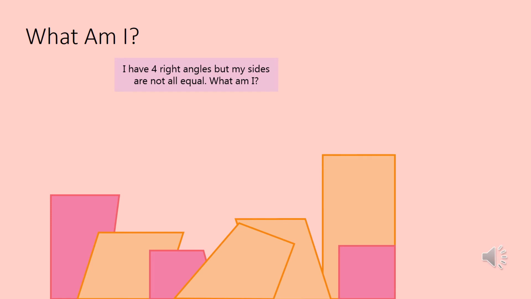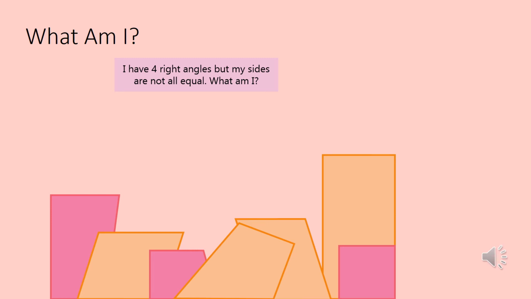Now let's play a game. Let's play a "what am I" game. Ready? I want you to pause the video when you need the time to think and start when you are ready. Okay, so I have four right angles, but my sides are not equal. What am I? Pause to think and start when you're ready.